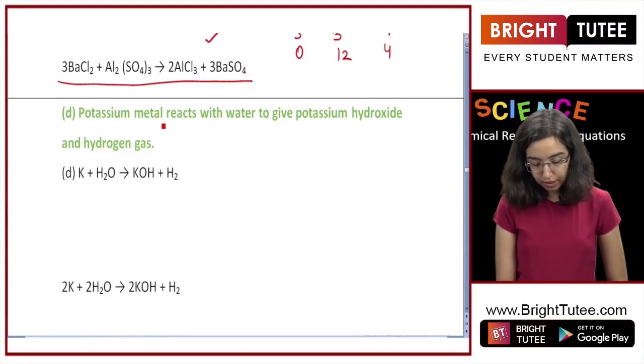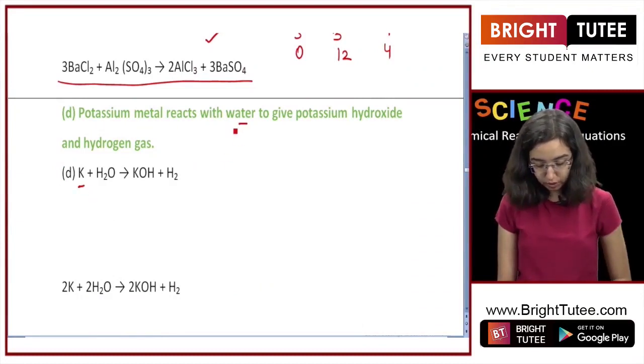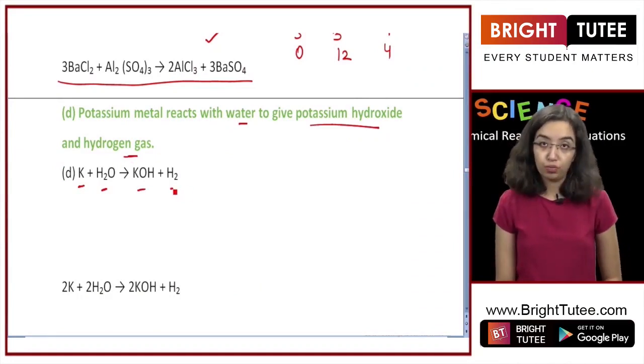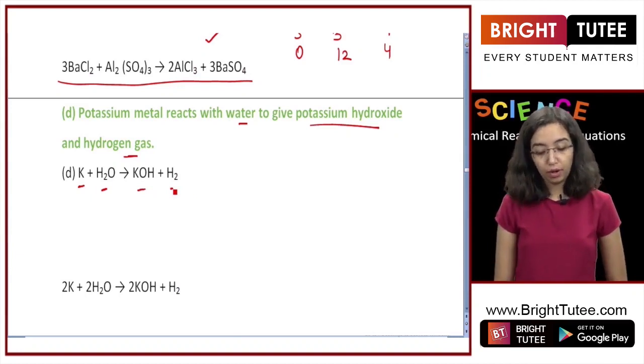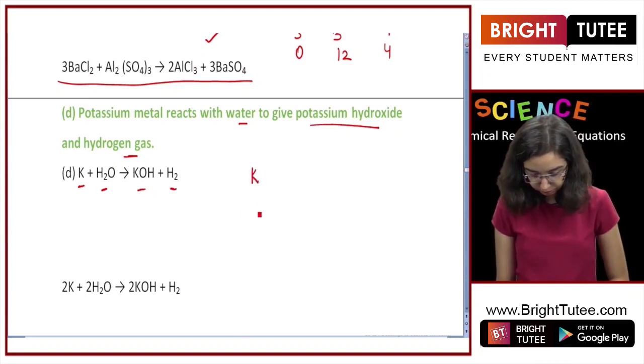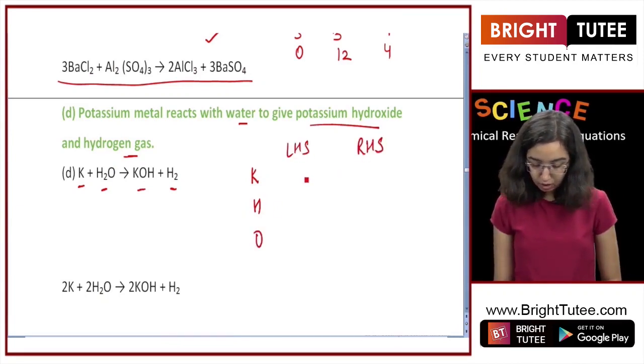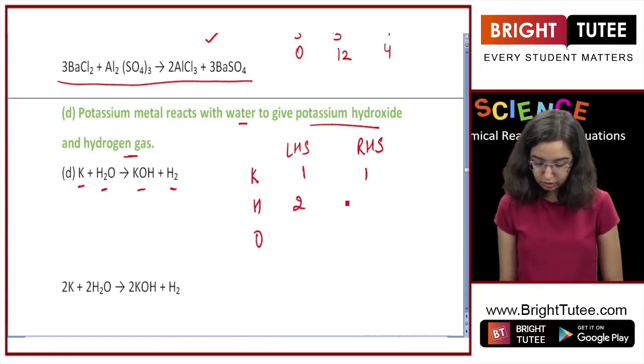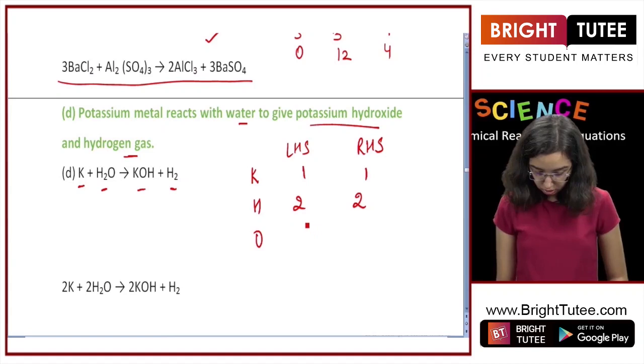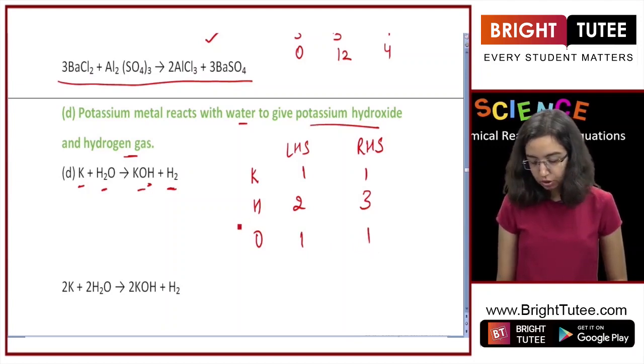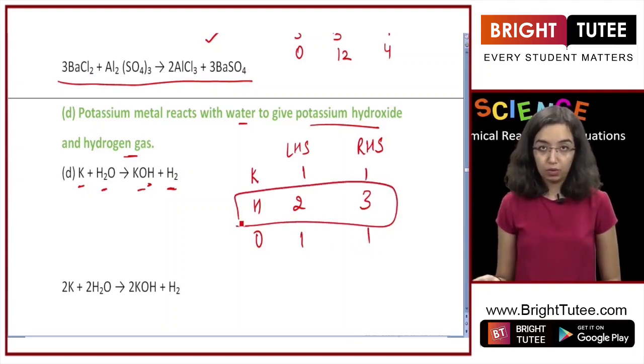Now we have potassium metal, which is K, reacts with water, H2O, to give potassium hydroxide, KOH, and hydrogen gas, H2. So now that we have converted it into a symbolic representation, let's try to balance. We have 1 here, H2 here, 2 here. Hydrogen is 3 here, right, because we have 1 here and 2 here, so we have 3, and oxygen is 1 and 1. So since hydrogen is the only one out of balance right now, we'll start with that.